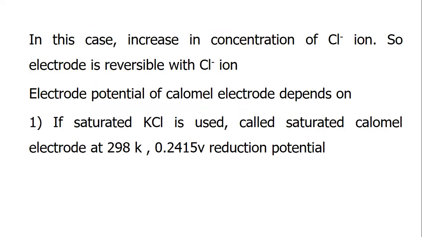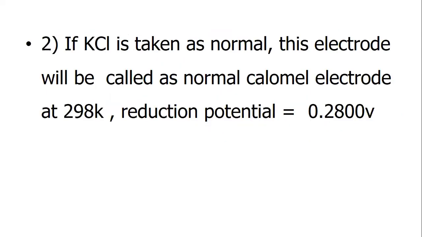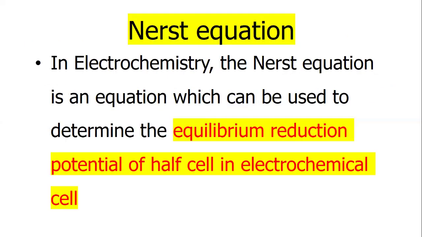The electrode potential of the calomel electrode depends on the chloride concentration. If saturated potassium chloride is used, it is called the saturated calomel electrode, at 298 Kelvin, with a reduction potential of 0.2415 volt. If potassium chloride is taken as normal, the electrode is called the normal calomel electrode, at 298 Kelvin, with a reduction potential of 0.280 volt.